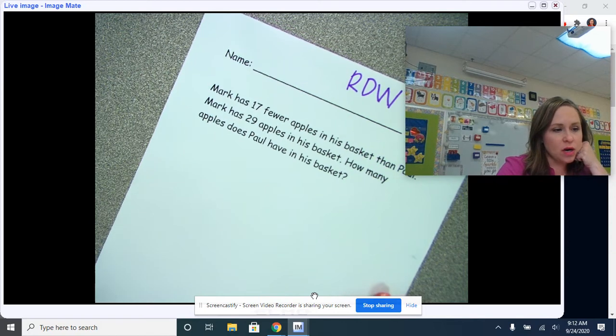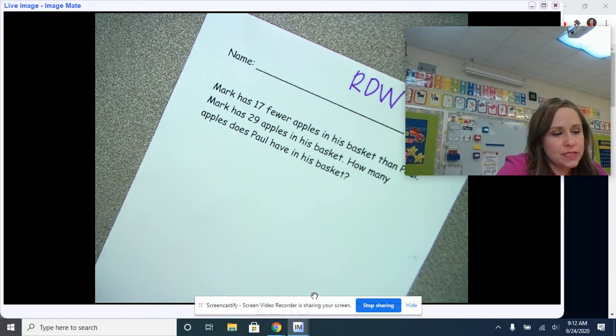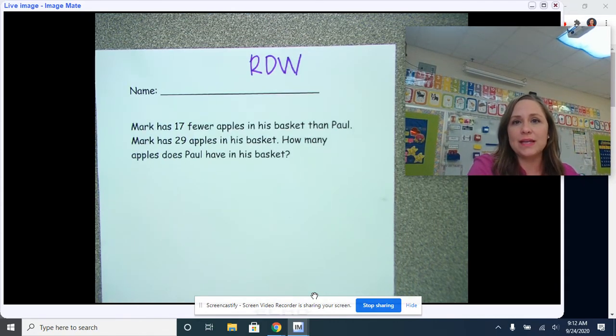Mark has 17 fewer apples in his basket than Paul. Mark has 29 apples in his basket. How many apples does Paul have in his basket? I'm going to read it one more time. Mark has 17 fewer apples in his basket than Paul. Mark has 29 apples in his basket. How many apples does Paul have in his basket?